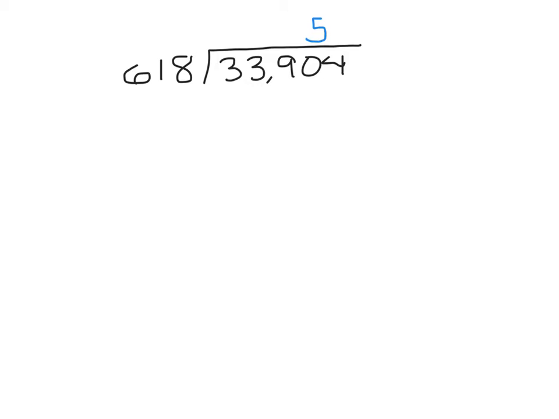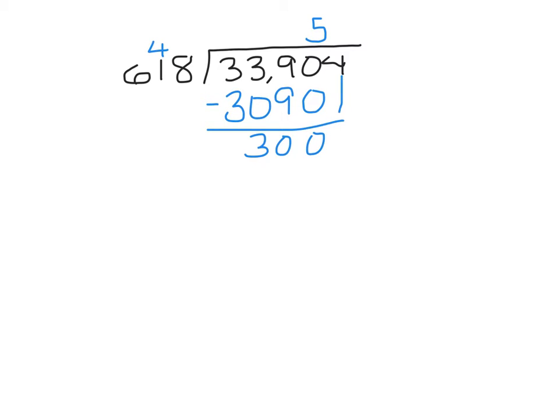Our next step in division is to multiply. 5 times 8 is 40. I carry my 4. 5 times 1 is 5, plus 4 is 9. And 5 times 6 is 30. Now I subtract, and then I bring this 4 down. So now I have 618 going into 3,004. Well, I went in 5 times and it was 3,090. That's too big. It's close, but it's too big. So it's only going to go in there 4 times.